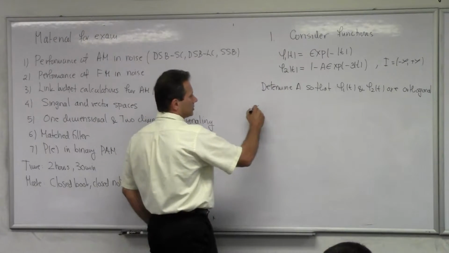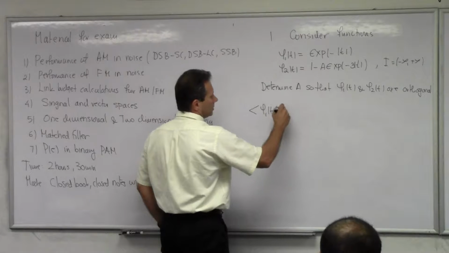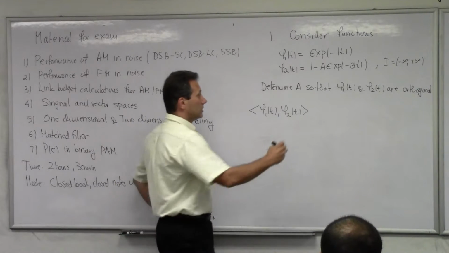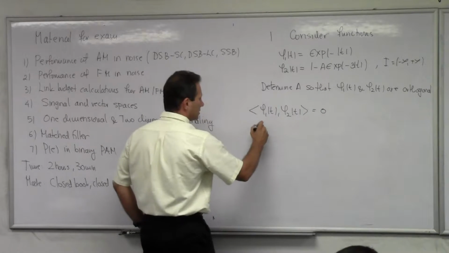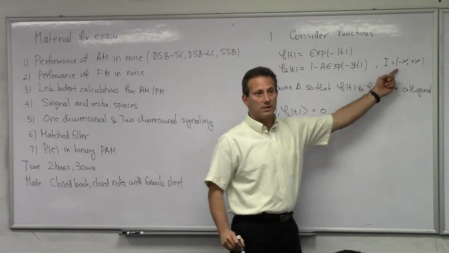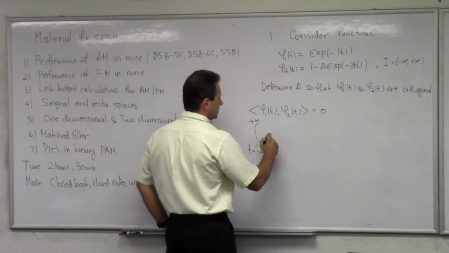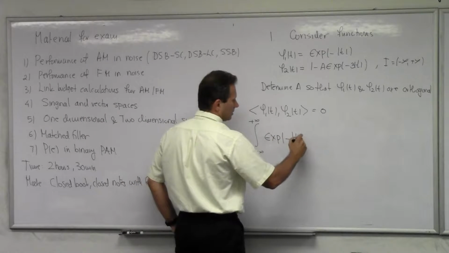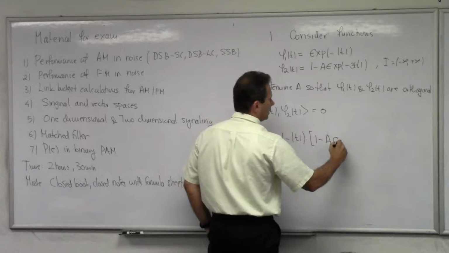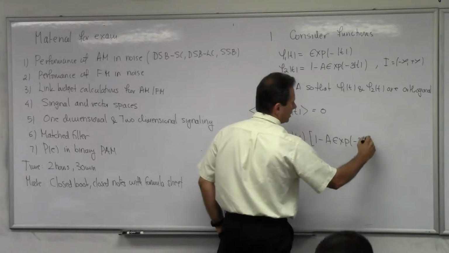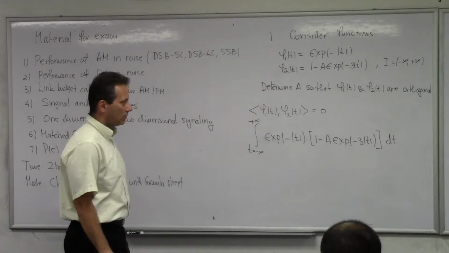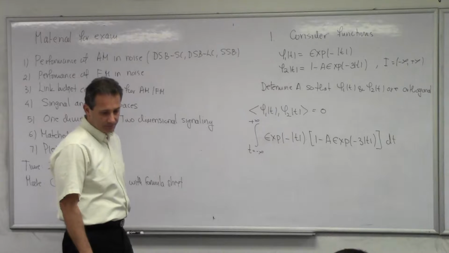Now, when are the two functions orthogonal? Phi 1 of t is orthogonal to phi 2 of t if their dot product is equal to 0. In our case, the interval is t from minus infinity to plus infinity. Phi 1 of t is e to the minus absolute value of t, times phi 2 of t, which is 1 minus A e to the minus 3 absolute value of t. Then I need to integrate this over this interval.